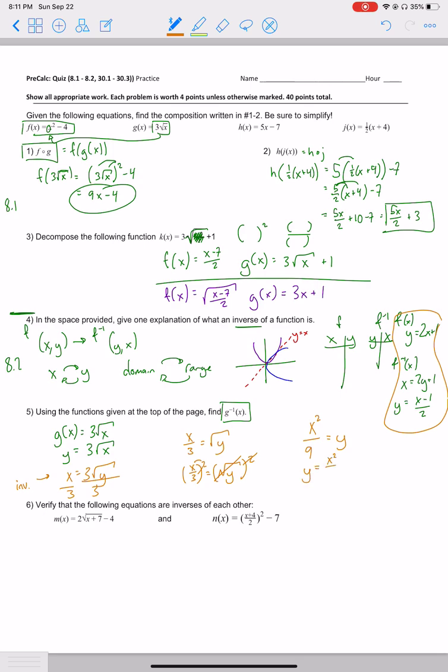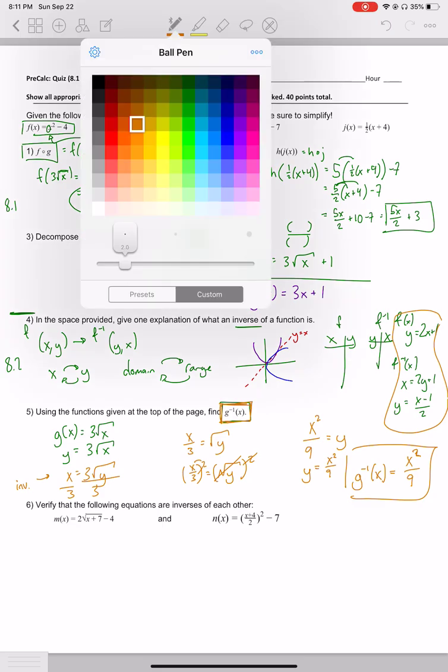The rest of this is just got to clean up. I like my y on the left, so should you. And then lastly, we are asking to find the inverse of g, so we should write that in that notation. The inverse of g of x is equal to x squared over 9. All right, so that's how we find the inverse.